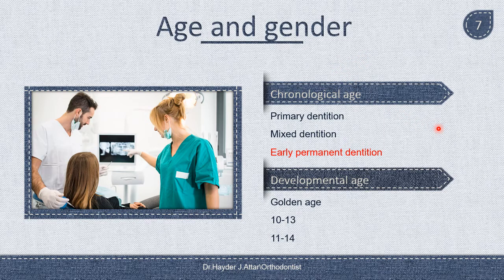The orthodontic treatment for our patient can be done at any age, but the golden age for performing the orthodontic treatment is between 10 to 13 years for the female and 11 to 14 years old for the male. In addition, the gender of the patient makes a difference in the treatment planning for the male than the female. For example, the female seeks facial aesthetics more than the male.